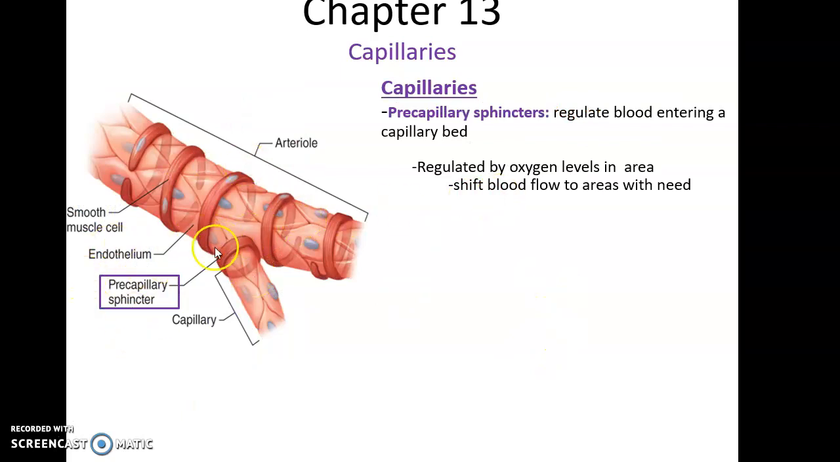So at the beginning of the capillaries, as it branches off of an arteriole, is a smooth muscle tissue structure called the precapillary sphincter, and this controls the blood's ability to pass into the capillary. So it regulates blood flow into capillary beds, and this is dependent on oxygen levels in that area. So if, say, you're running really hard, then these precapillary sphincters will be dilated, relaxed in your leg muscles, but they might be constricted in your arm muscles because you don't need your arm muscles functioning as much when you're using your legs to move.